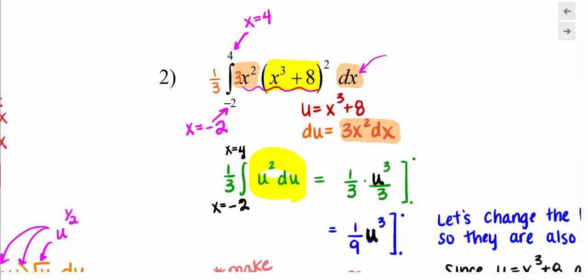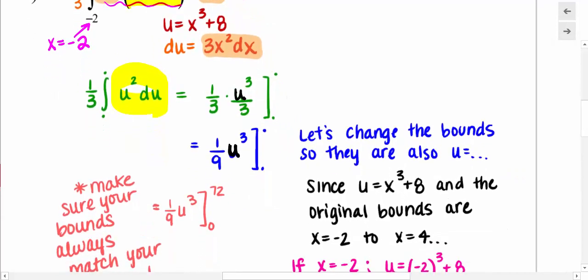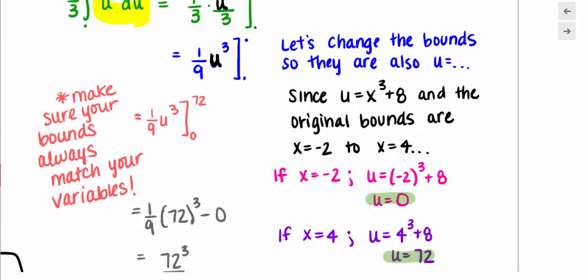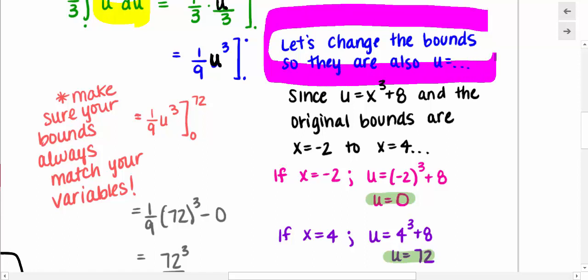Or you cannot put your bounds on right here in terms of x, but rather I can figure out what my bounds are in terms of u. So let's change the bounds, okay? Let's change the bounds so they are also u equals. So I wrote the relationship, right? U equals x cubed plus 8. And the original bounds were x equals -2 to x equals 4.